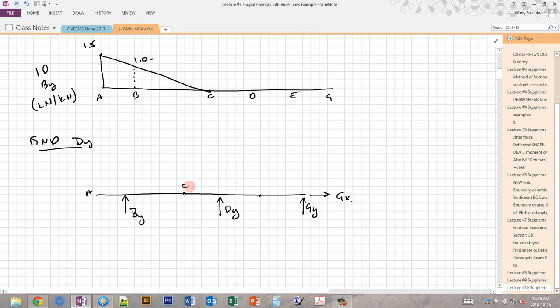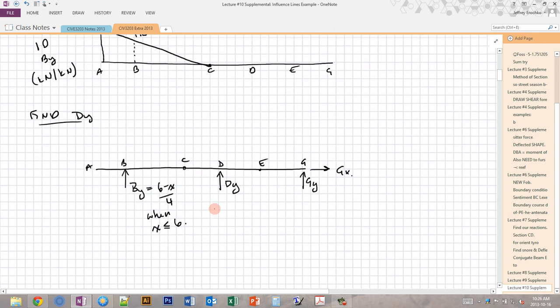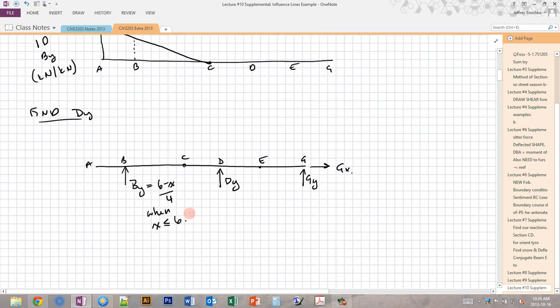Okay, A, B, C, D, E, G. So now we know that By, when x is less than 6, is equal to 6 minus x over 4 when x is less than or equal to 6. Okay, so now we can use this situation. Or By equals 0 when x is greater than or equal to 6.